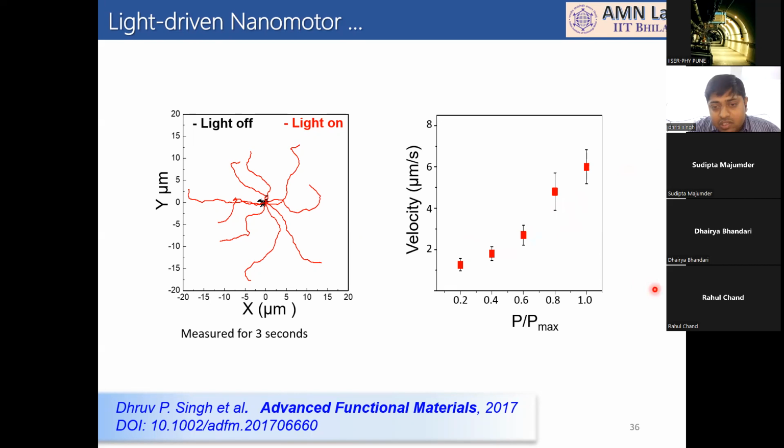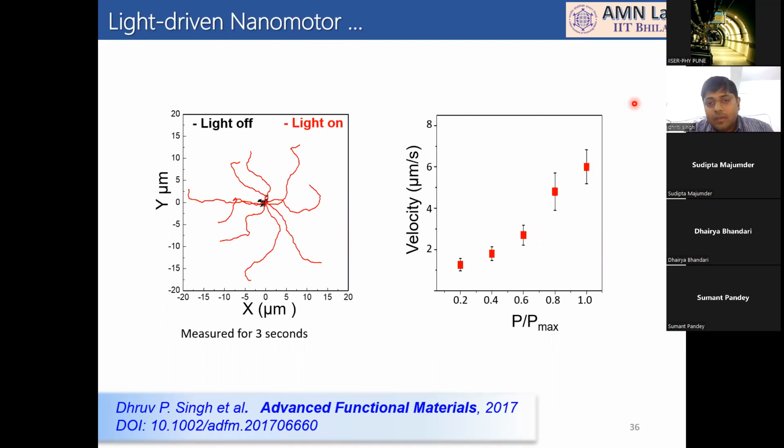But in one experiment, is it a strictly increasing function, or should it reach some saturation after some point? No, it is not forever, because there will be a limitation. By increasing the intensity, you definitely generate more electron and hole pairs. But the reaction is also governed by the availability of the peroxide molecules around the micromotor. Okay. So at some point it will saturate. Okay.